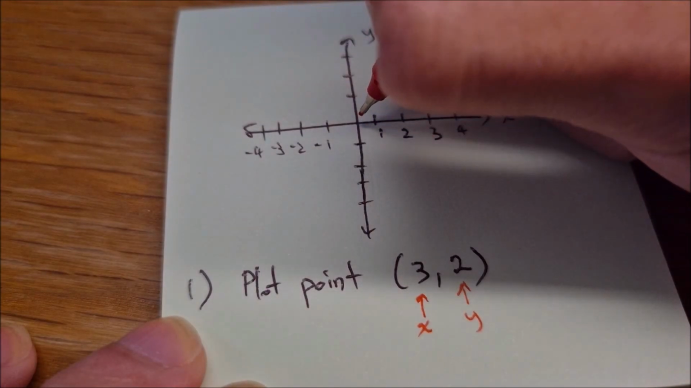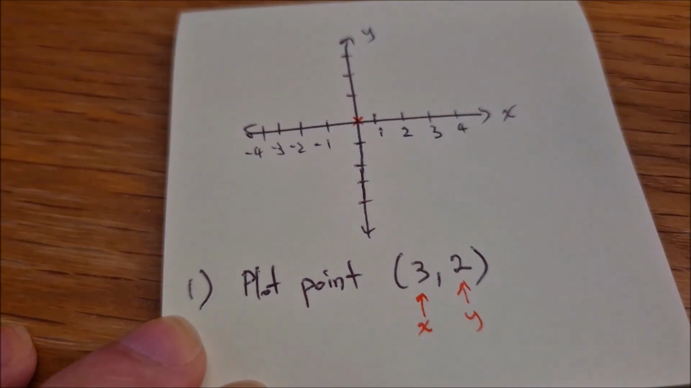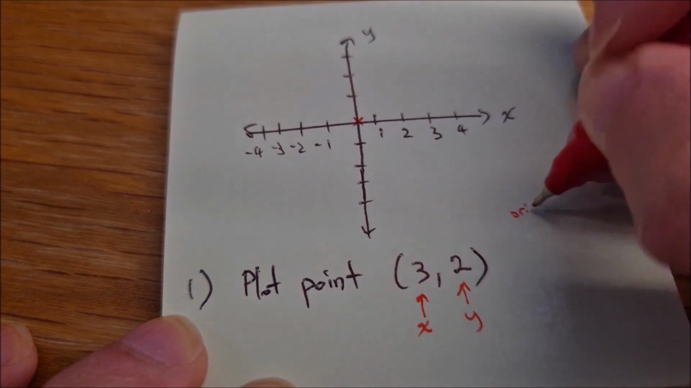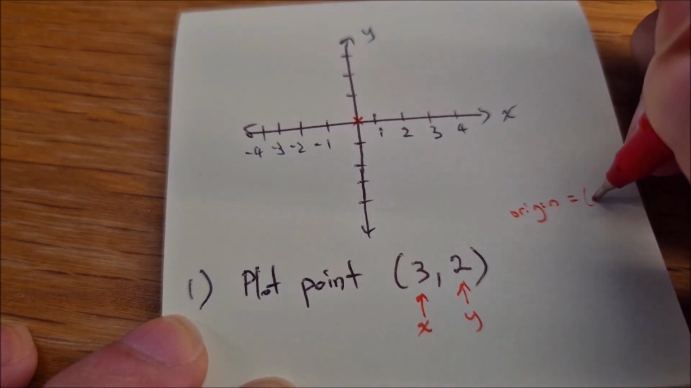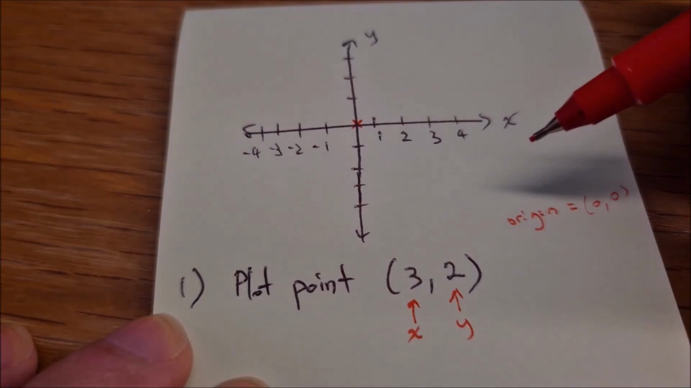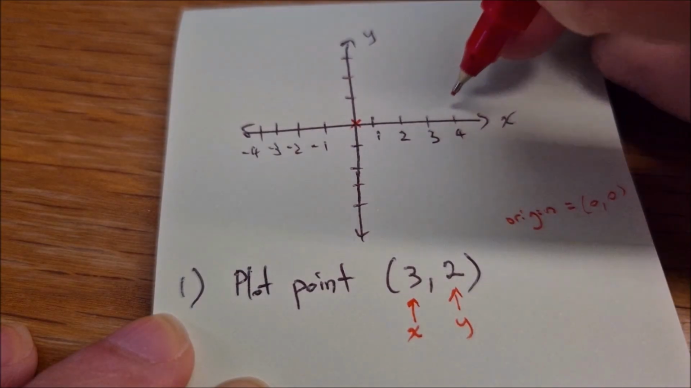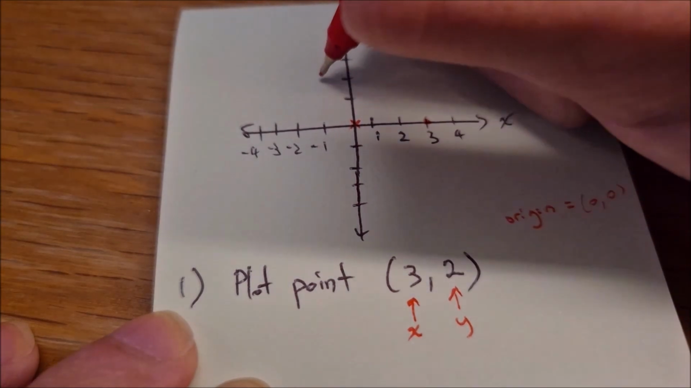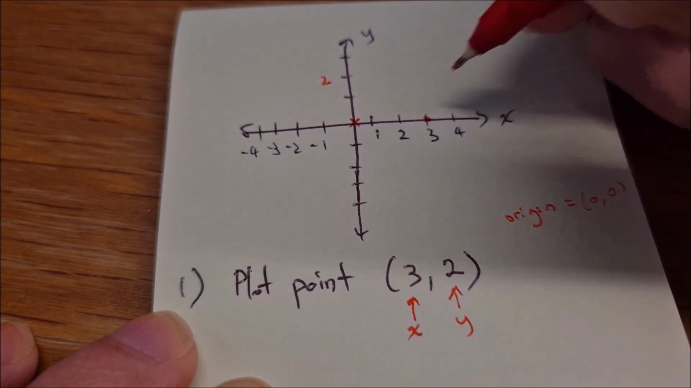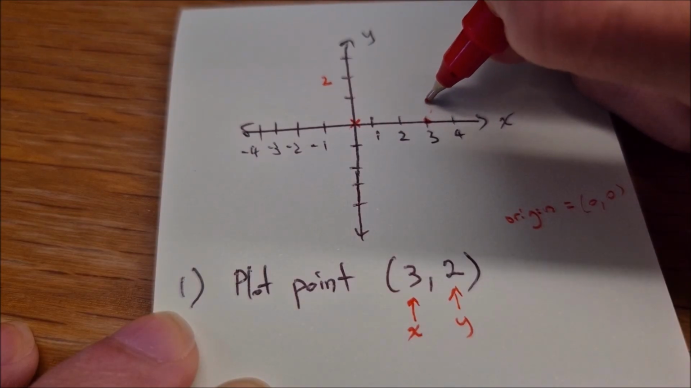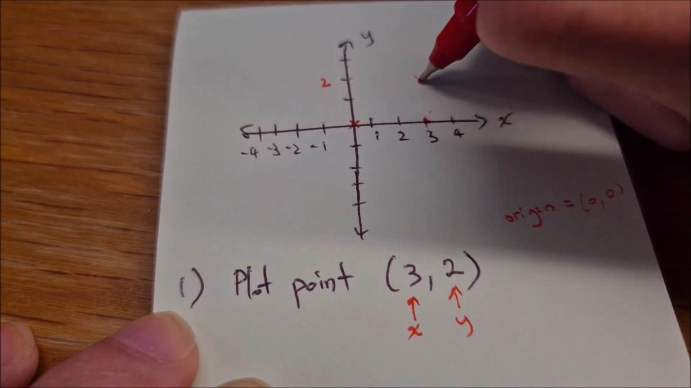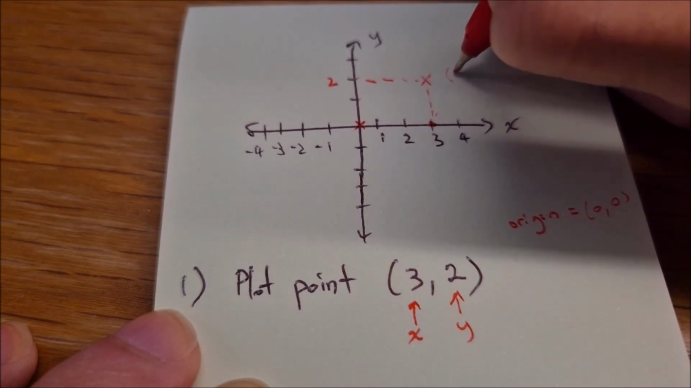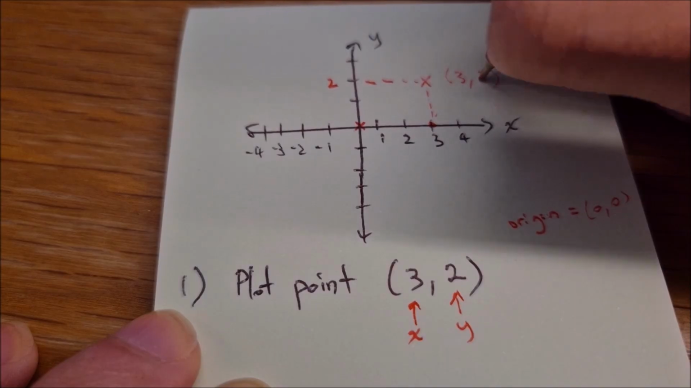We start at the origin, which is 0, 0. Oh yeah, I forgot to mention that the origin is 0, 0. Alright, x is 3, so we're here. And our y is 2, which is 2 up, which would be here. And this is our point 3, 2.